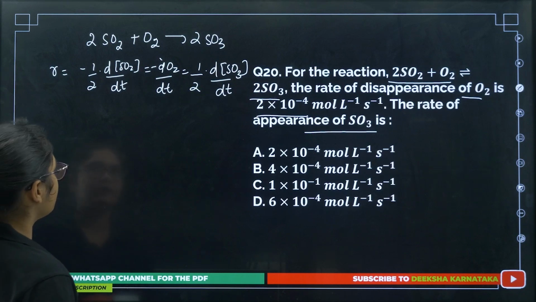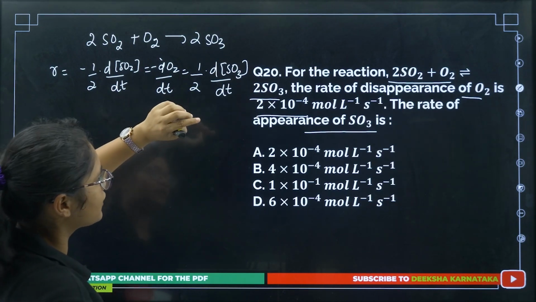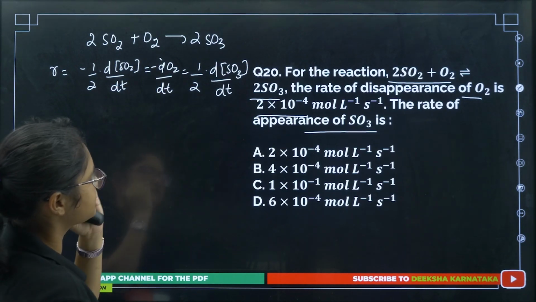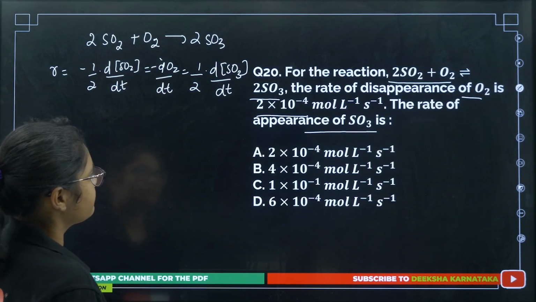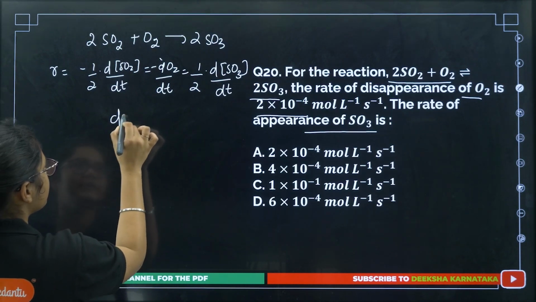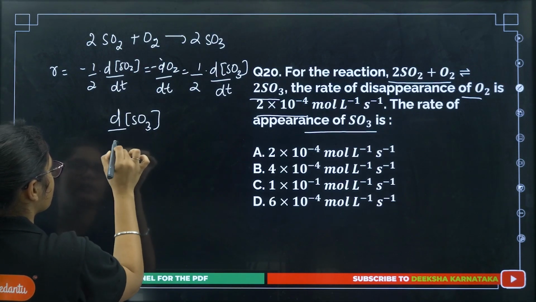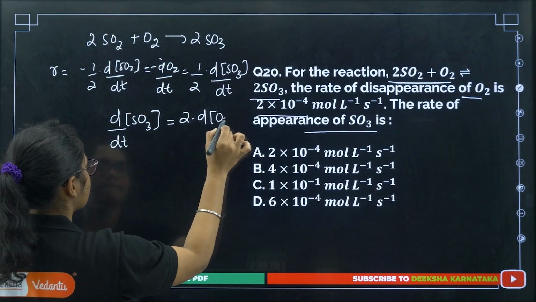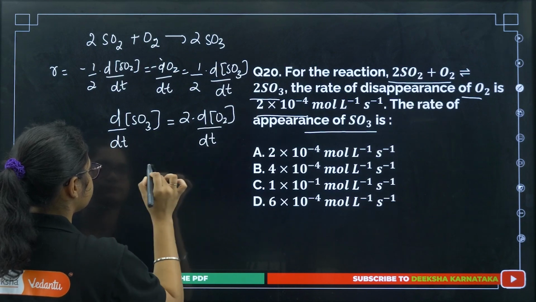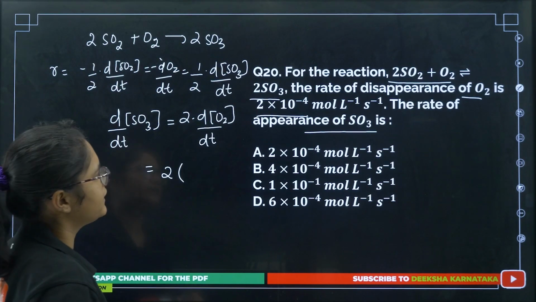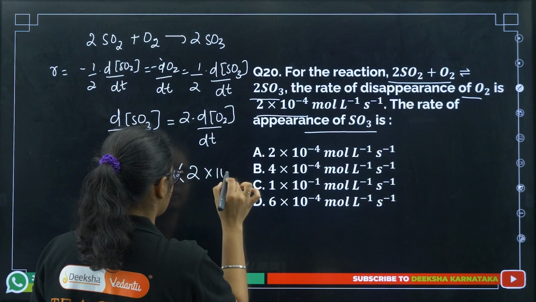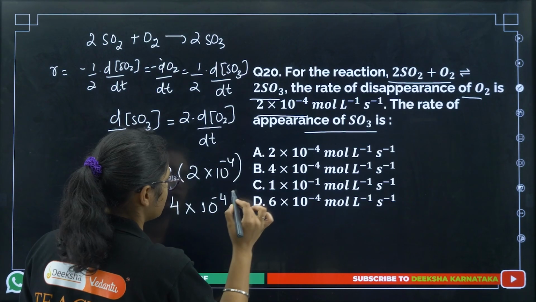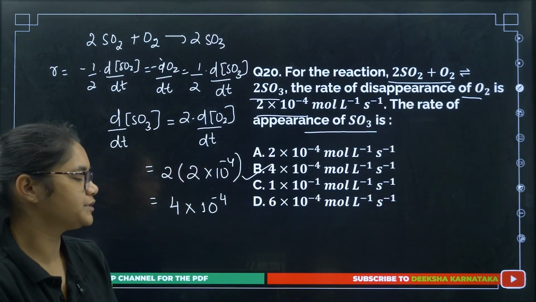Okay, so now what can we do? The question gives us the rate of disappearance, dO2 by dt, and we need to find the rate of appearance of SO3, right? So I can write dSO3 by dt is equal to 2 times dO2 by dt. That is 2 into 10 to the power of minus 4. So that will give me 4 into 10 to the power of minus 4. The correct answer for this question will be option number B.